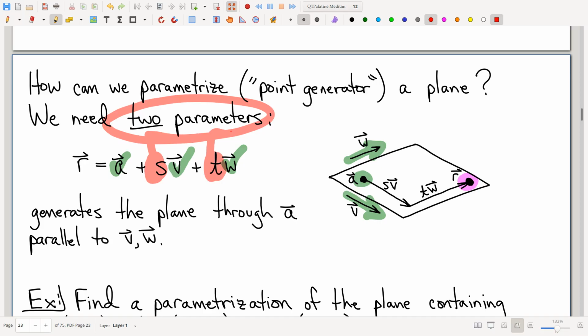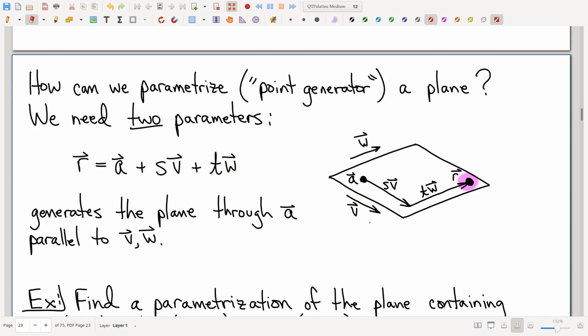How do you ensure that it doesn't come off the plane? That's a great question. Planes are hard to draw because they're infinite. If I were to draw every point in the plane, I would just have an entirely black sheet of screen, right?